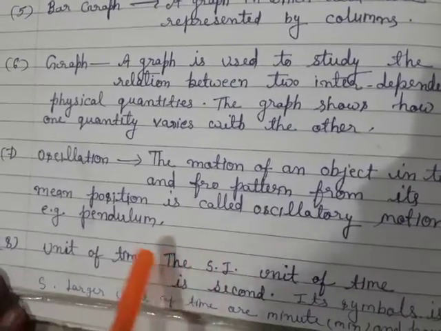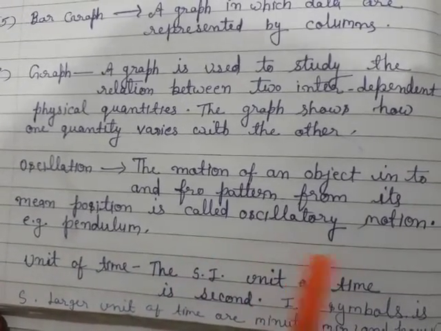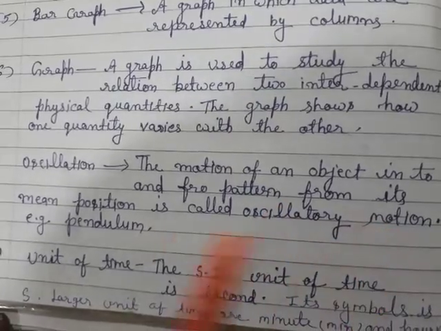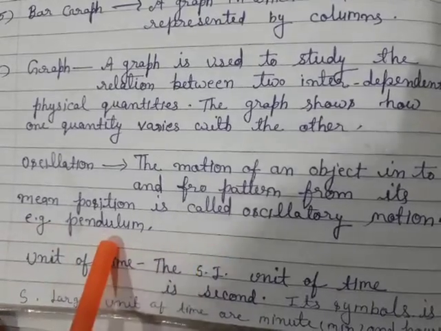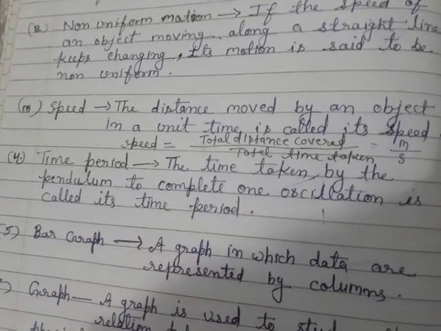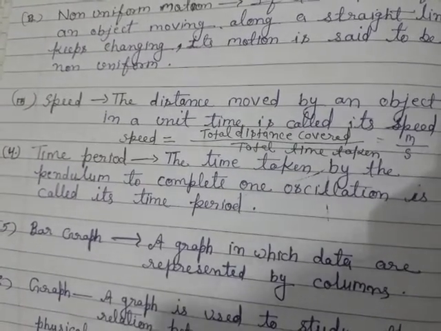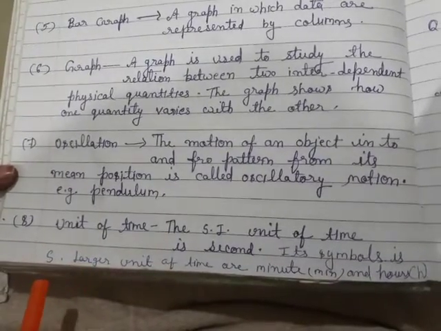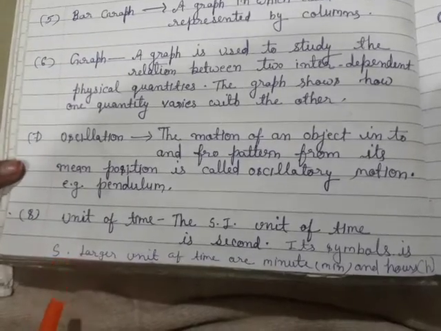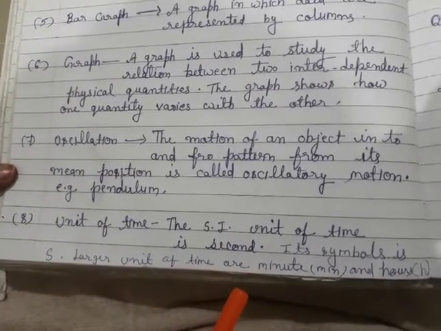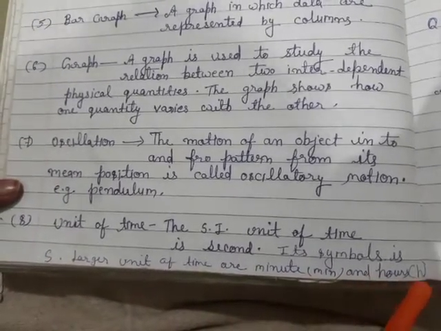So we will define oscillation in this manner. The motion of an object in a to and fro pattern from its mean position is called oscillatory motion. It happens in a pendulum. Time period: the time taken by a pendulum to complete one oscillation is called its time period. Unit of time: the SI unit of time is second. Its symbol is s. Larger units of time are minute and hour. Symbol for minute is min and for hour is small h.